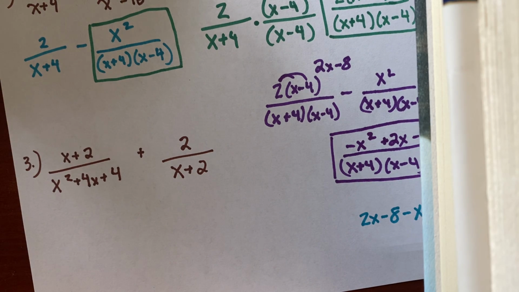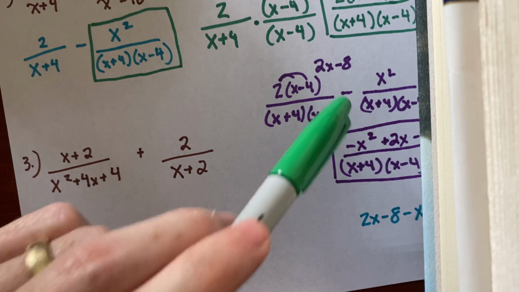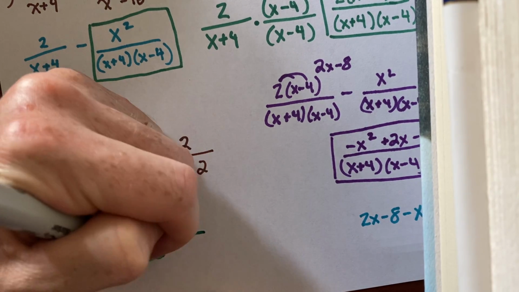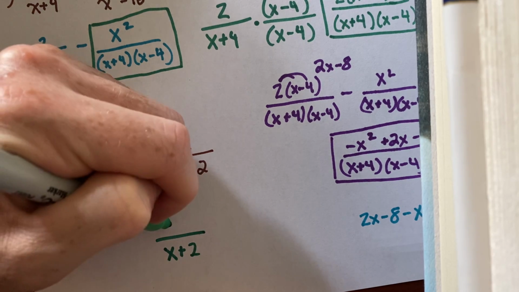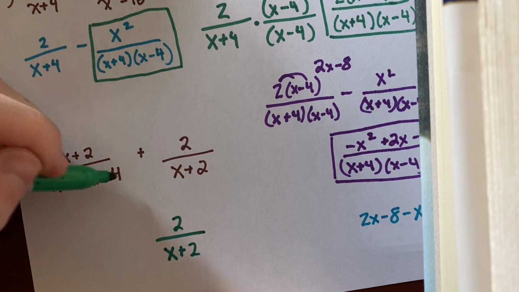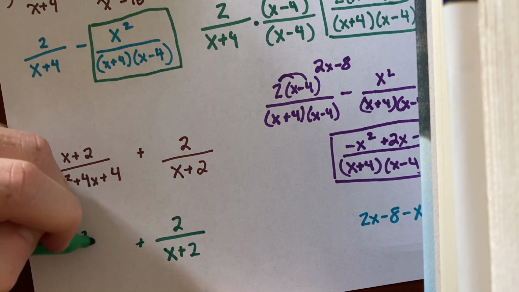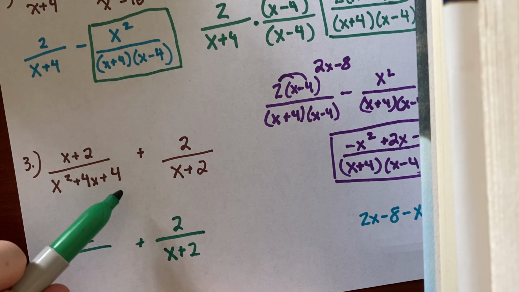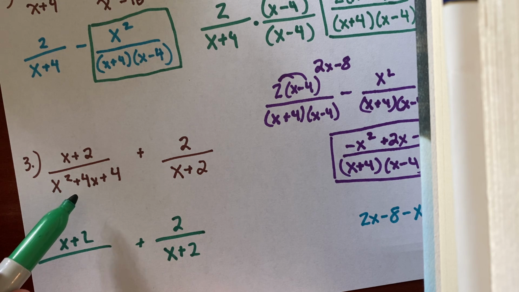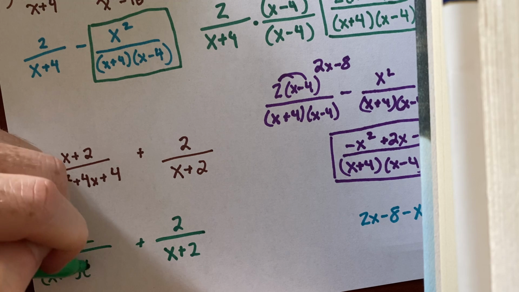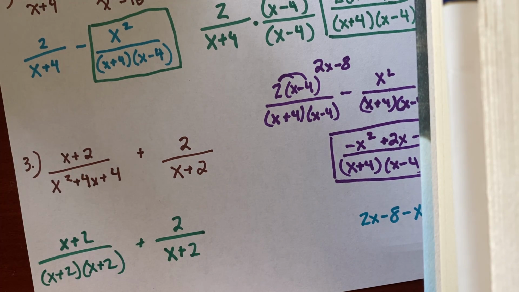We have another addition problem. Remember, addition is a little bit easier. You don't have to worry about distributing that subtraction sign. First thing, get common denominators. x plus 2, I can't really do much with it, so I'm guessing I can do something over here to this quadratic in my denominator. All right, we have x plus 2, and then what two numbers multiply to get 4 but add to get 4? That is 2 and 2. So we have x plus 2 and we have x plus 2.